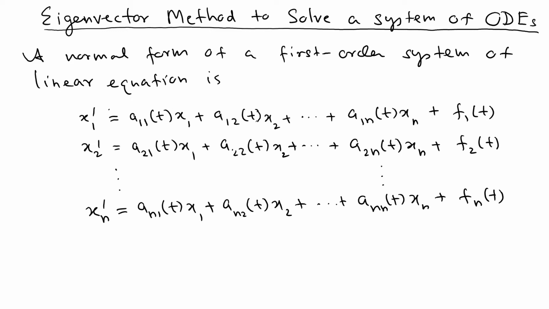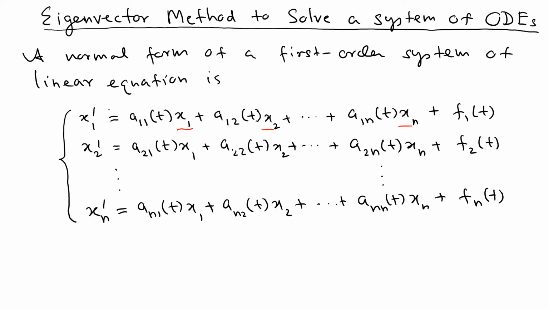So you can see how it works. You can see there are n many dependent solutions. Those are x1, x2, xn. Those are the solutions. And then we have the first derivatives here. So this is how you write the system. This is what we call the normal form of the system.